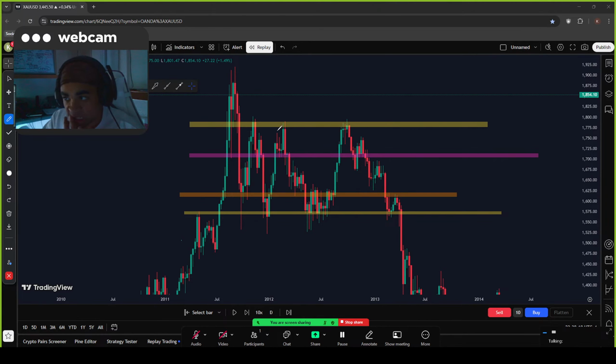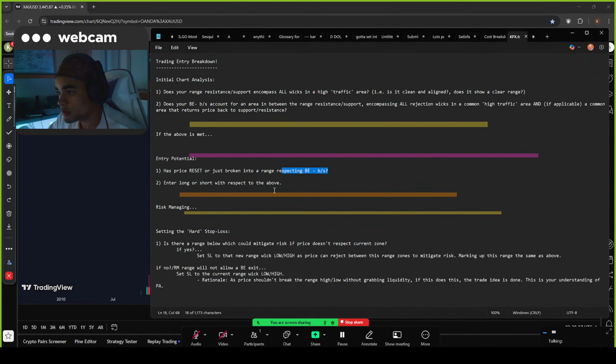When the range is complete, you need to wait for a break outside of the range. So you don't get it in this range. It's not the best example, but you want to see something like this before it closes back in, and then you can look for re-entries, right? For example. That's what I mean by respecting break-even buys and sells.